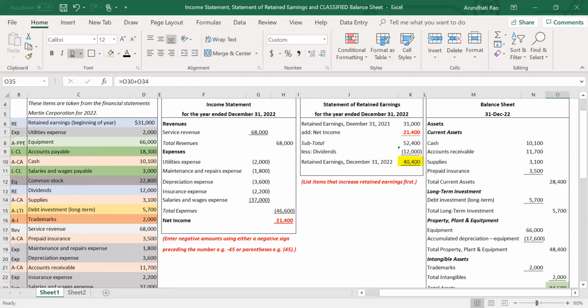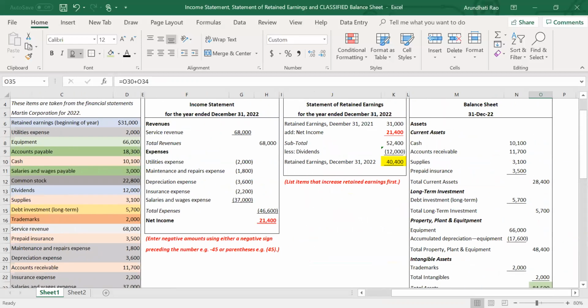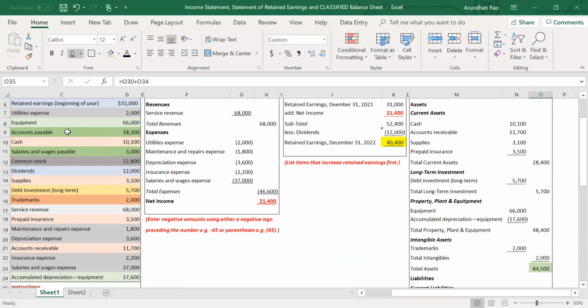Okay, again, when we are going through an exercise along these lines, it is always a good idea to start with going through the list of accounts and identifying what those accounts are. Will make your job very easy subsequently. Income statement has revenues and expenses. Always list the revenues first, and then you list your expenses. Statement of retained earnings, always. The format is retained earnings beginning balance, add net income, less dividends gives you retained earnings ending balance.